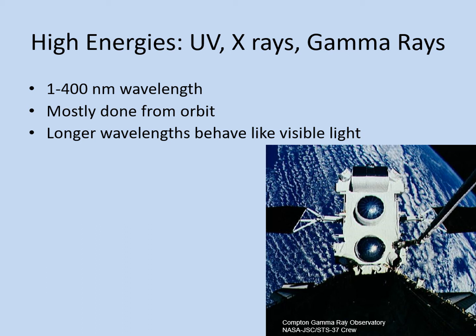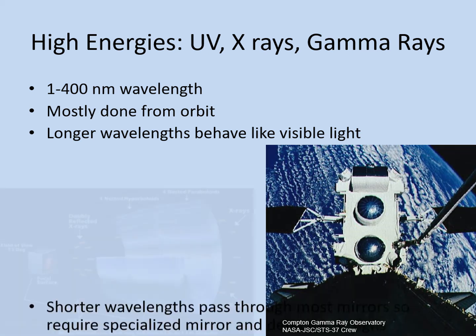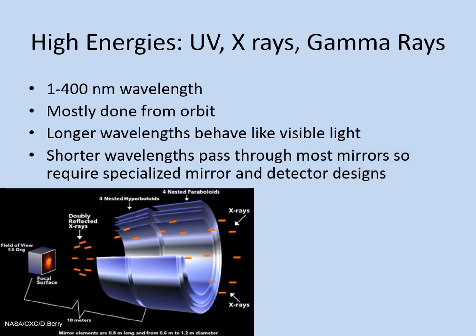For example, the Hubble Space Telescope is an infrared, visible, and ultraviolet light telescope. However, as we move to shorter wavelengths, the mirrors and detectors require more specialized designs to make up for problems such as the fact that high-energy photons will simply pass through an ordinary glass mirror.